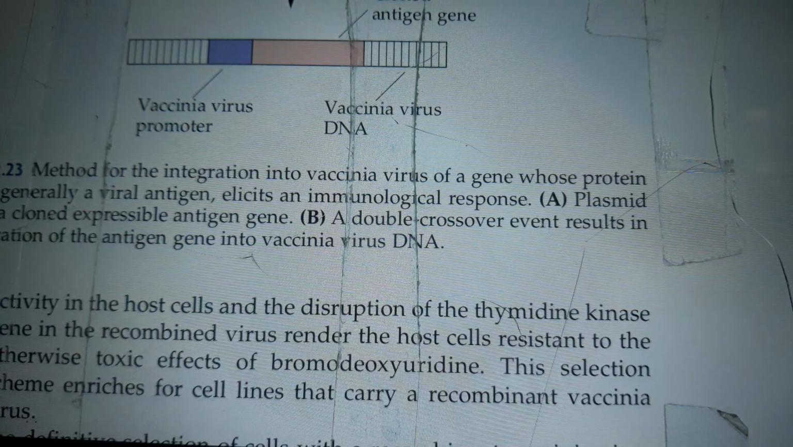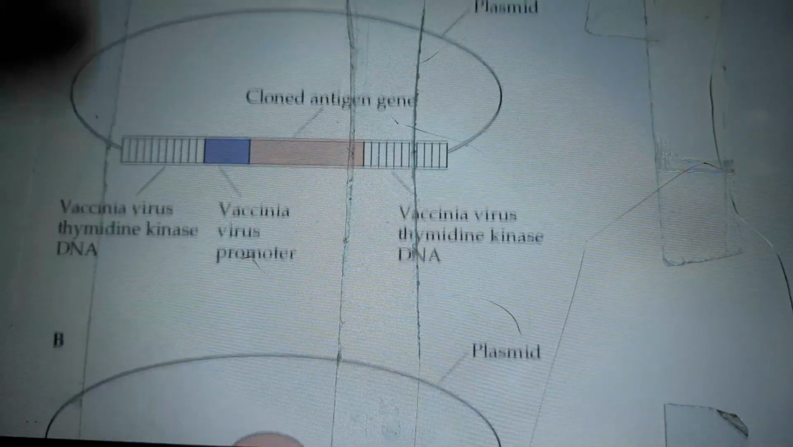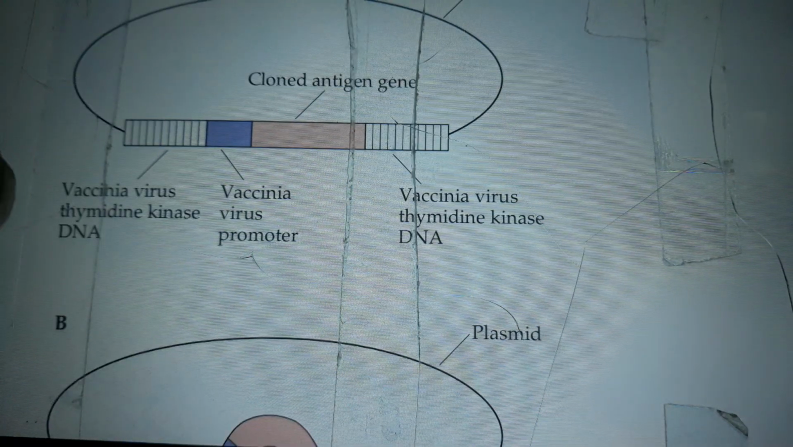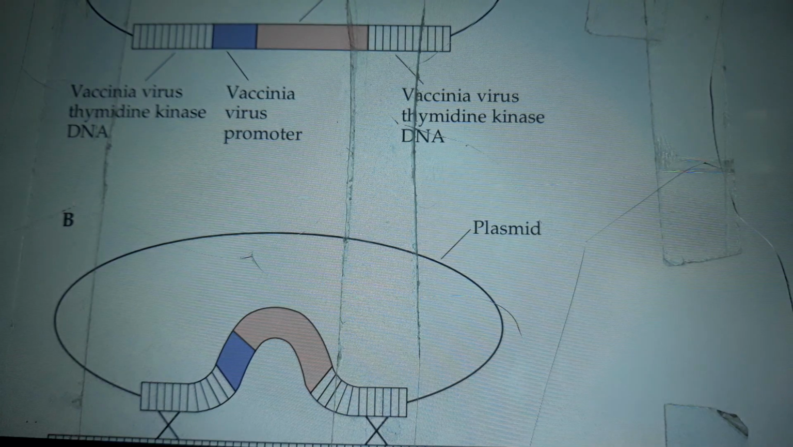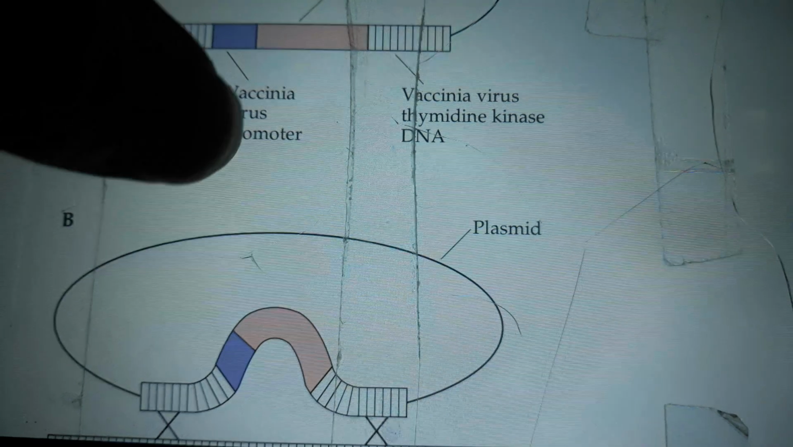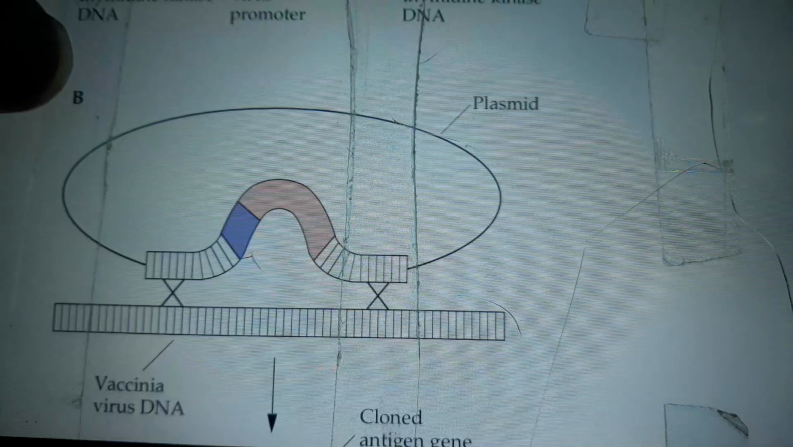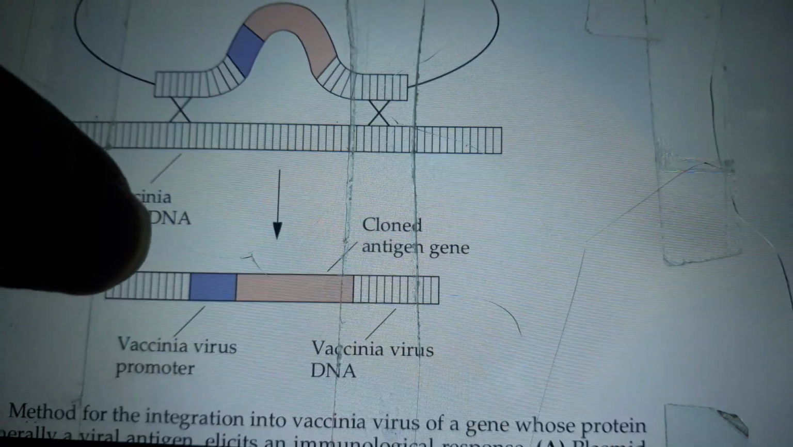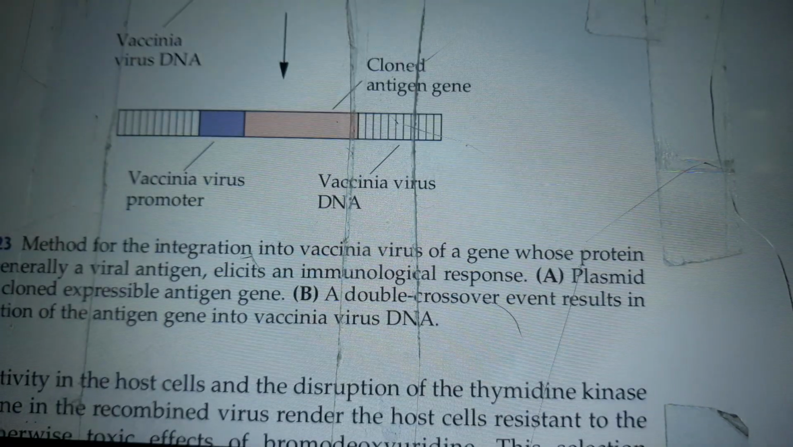Figure 12.23 is a method for the integration into vaccinia virus of a gene whose protein product, generally a viral antigen, elicits an immunological response. A. Plasmid carrying a cloned expressible antigen gene. B. A double crossover event results in the integration of the antigen gene into vaccinia virus DNA. This is the illustration. Plasmid, cloned antigen gene, vaccinia virus thymidine kinase DNA, vaccinia virus promoter, vaccinia virus thymidine kinase DNA, plasmid, the vaccinia virus DNA, the cloned antigen gene, given a vaccinia virus promoter and vaccinia virus DNA.